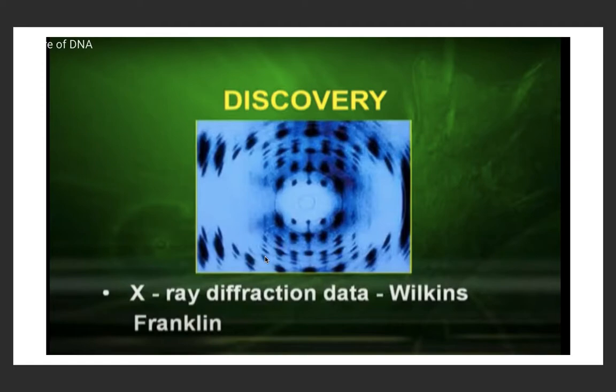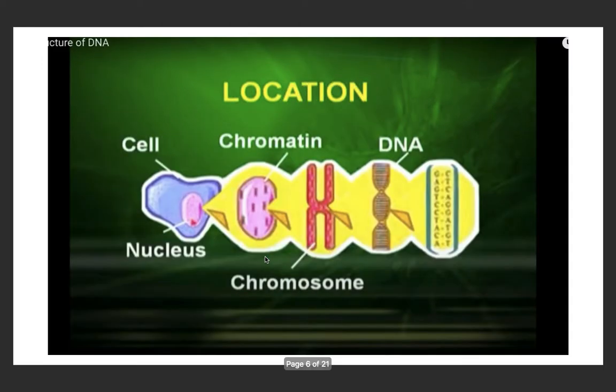In the discovery of the DNA molecule, an experiment was performed by these biologists, and the technique by which the DNA molecule was discovered is X-ray diffraction data, which was given by Wilkins and Franklin. After this discovery, it was found that the DNA molecule is located inside the cell, inside the nucleus, as chromatin, of which the chromosomes are made up during the division stage of the cell.